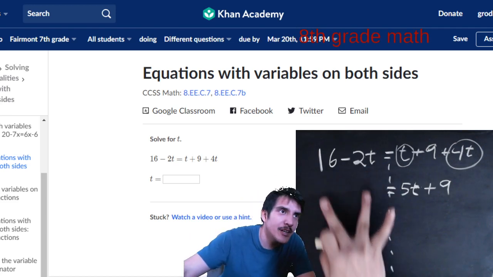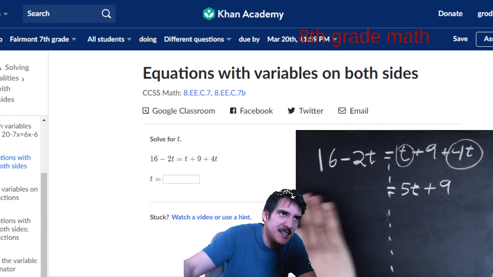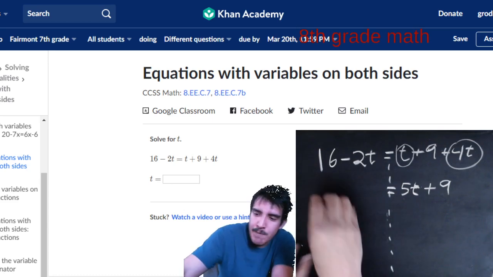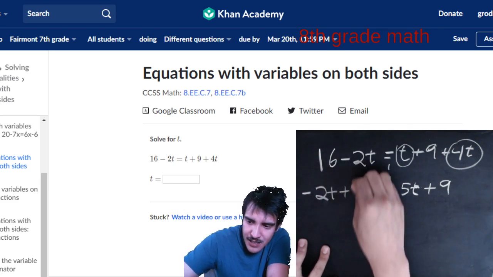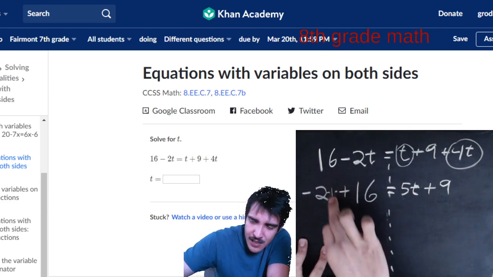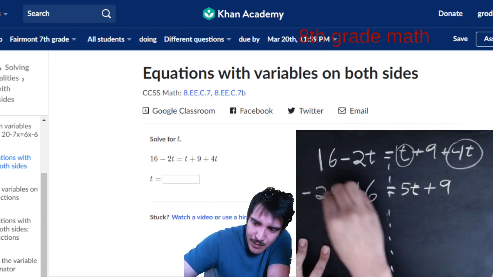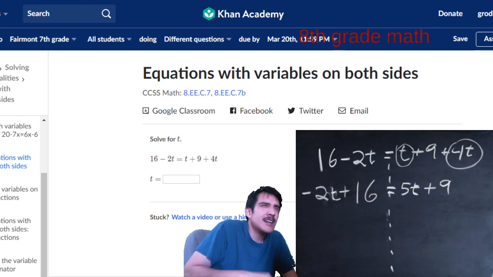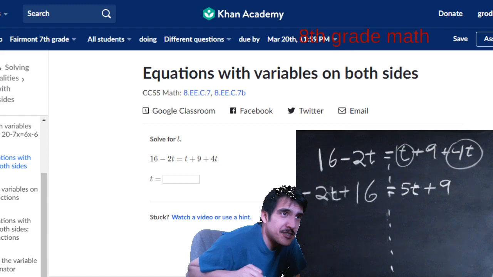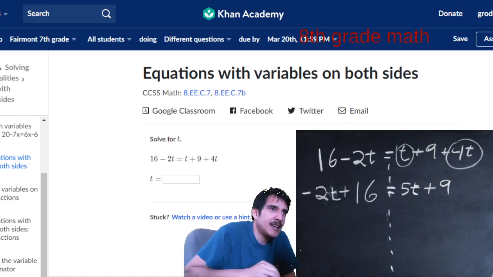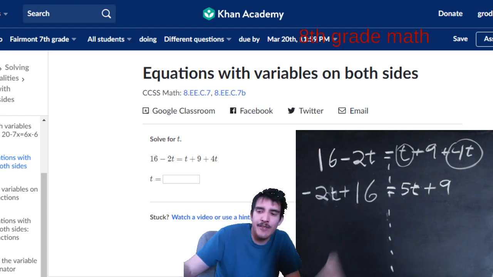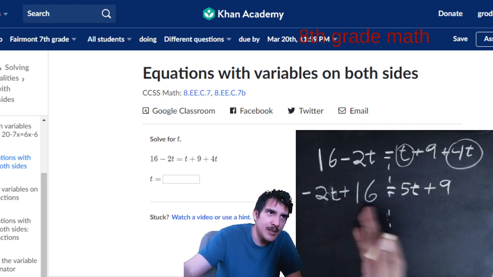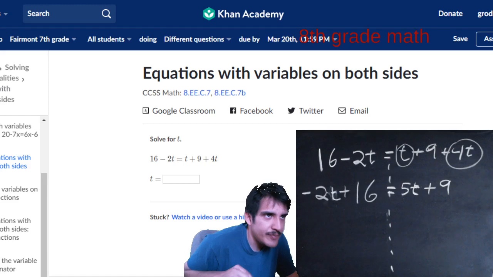This next one, we could just bring down this because 16 minus 2t, you can't combine that. But I am just going to do this. And notice I put a little curly Q on my t so that way you can tell it's a t. I just switched those two. I switched the negative 2t and the positive 16, so that way we can just have it in variable, then number. Then variable, then number. Okay.